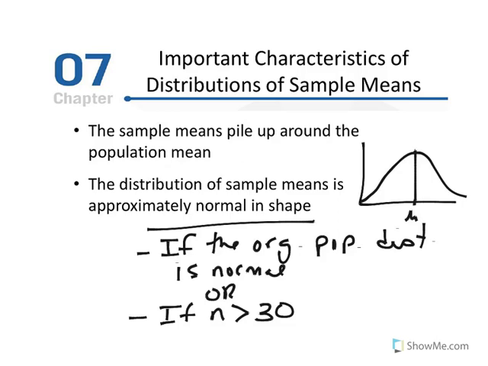If the original population is normal, your sample size can be any size. And here we saw with that example, n was equal to 2, much lower than 30. But since the original population was normal, then our distribution of sample means was normal. If the original distribution is skewed, then n must be greater than 30 to produce a normal distribution of sample means. So as long as n is greater than 30, the distribution of sample means from an original population that is skewed will be normal. And again, we will discuss this in more detail and look at examples in subsequent slides.